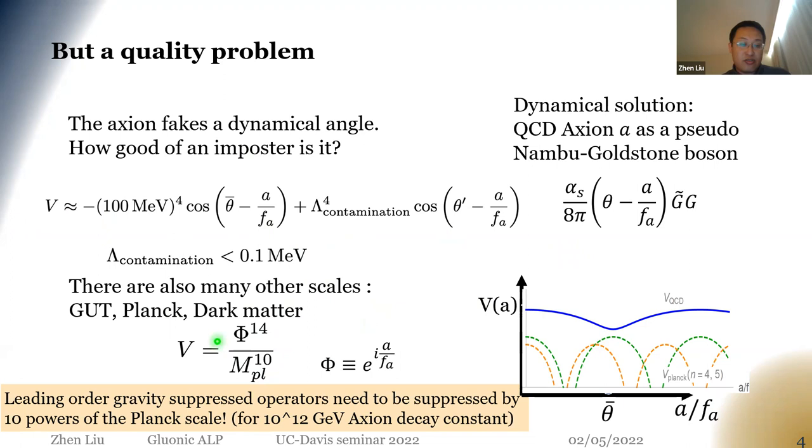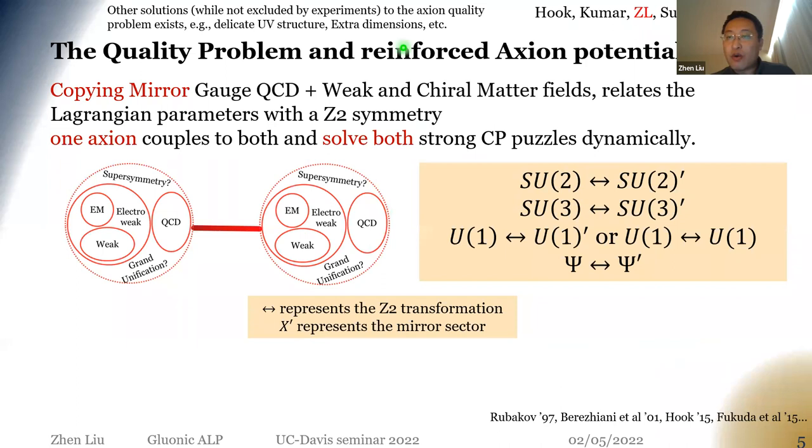high power. Okay. So of course, people have noticed this and tried many different ways to solve this so-called axion quality problem. There are many other explorations. There are many other solutions people tried to solve the axion problems with dedicated UV structure, extra dimension, etc.